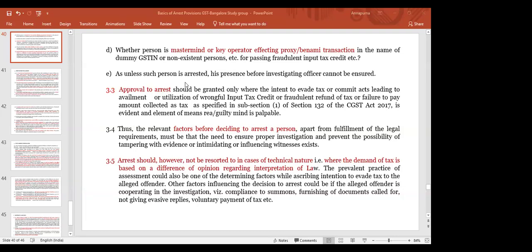Sir, one more issue is whether arrest can be made if there is a matter of interpretation of law. I think this was one of the issues we saw during the summons, like whether it is liable to tax at 18% or 5%. I think the circular has very beautifully clarified this, sir. It should not be resorted to in a case of technical nature if there is a difference of opinion regarding interpretation of law.